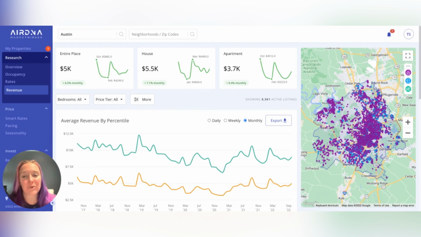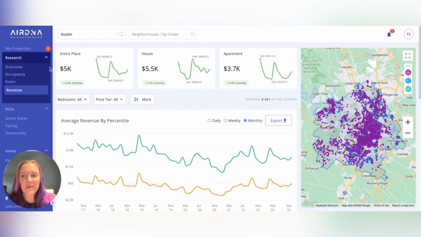Today I want to take you through some really great filters in MarketMinder that'll help you get an even clearer picture about a market you're looking to invest in and help you decide what type of home to invest in, or a better picture to help you benchmark against the competition and see how you're doing in terms of how much you're earning for the property that you have.